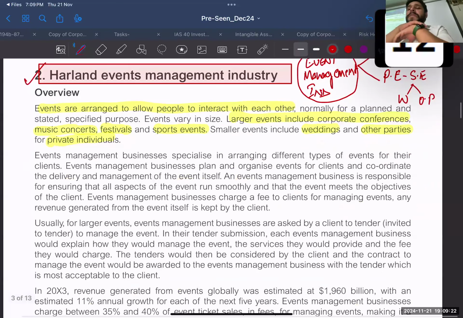Moving further, event management businesses specialize in arranging different types of events for their clients. Event management businesses plan and organize events for the client and coordinate the delivery and management of the event itself. So they are going to coordinate the delivery. This means right from the start of the event, that is the planning stage, up to the end of the event.